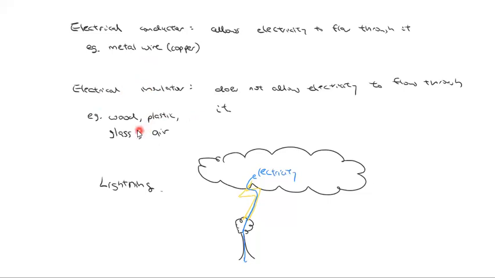Electrical insulators, so wood, plastic, glass, air, they're all insulators, but again, they're not all as good at insulating as each other. So you need to understand that with these things, most of the time, if not all the time, it's not black and white. There is gray.